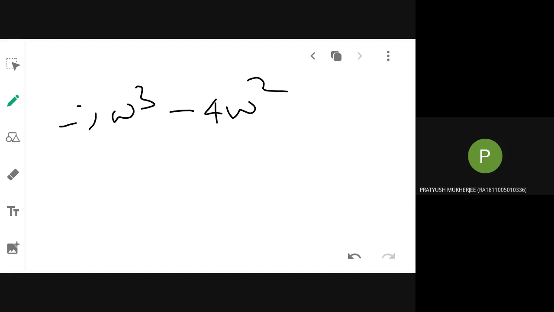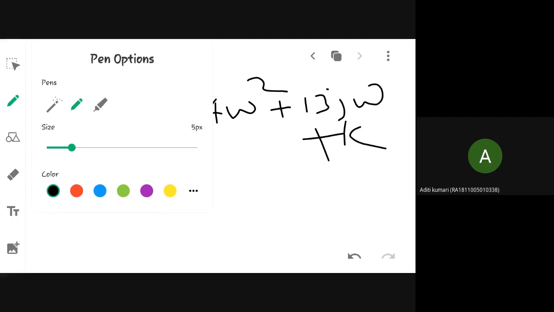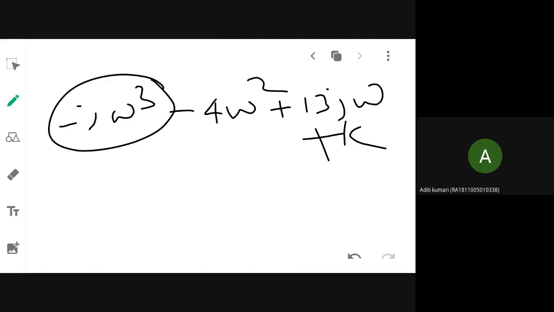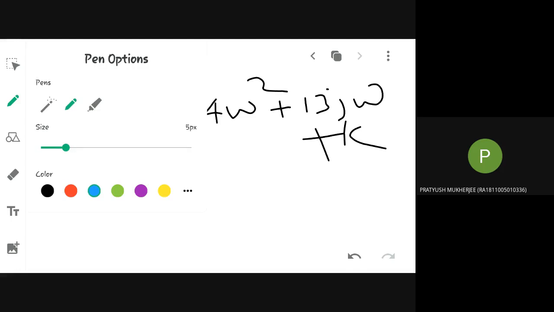Come on, 13 plus 13 j omega. You have to tell me the answer. Take notes. In this, what is the real part and what is the imaginary part? The real part is minus 4 omega square plus k. First, you tell me what is the imaginary part. This is having j, so that one is plus 13 j omega.